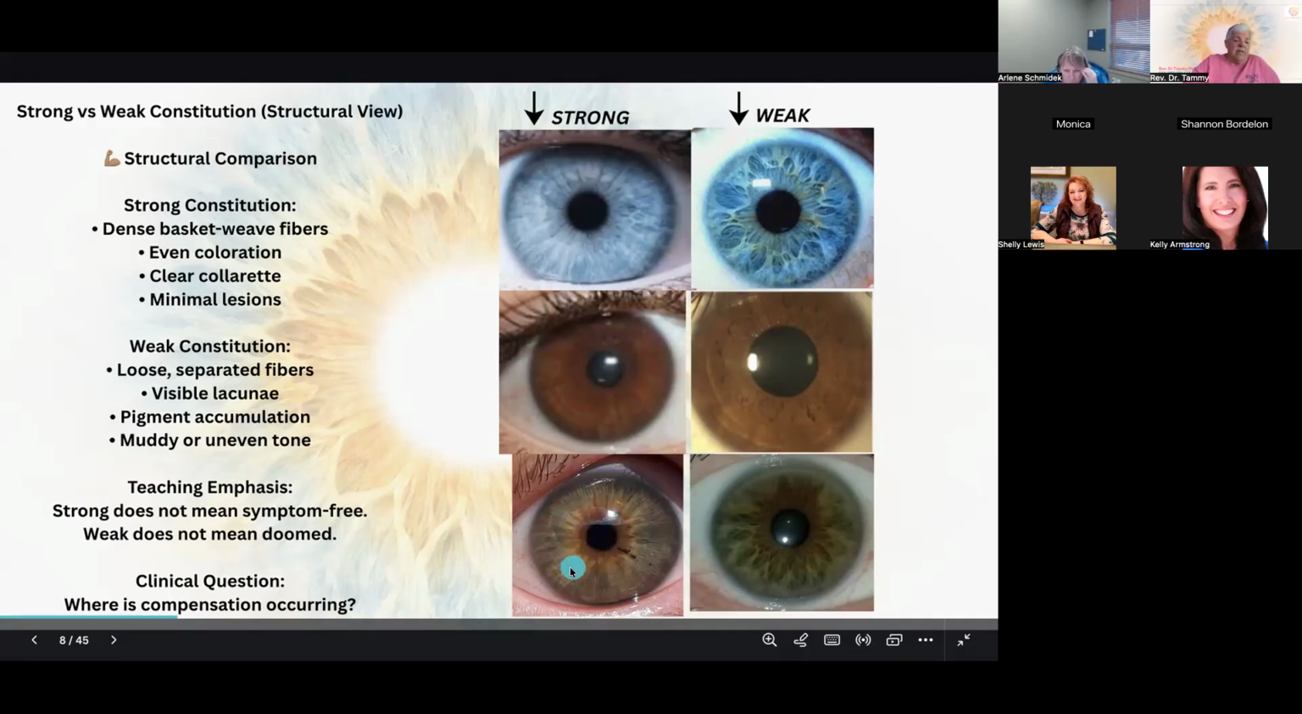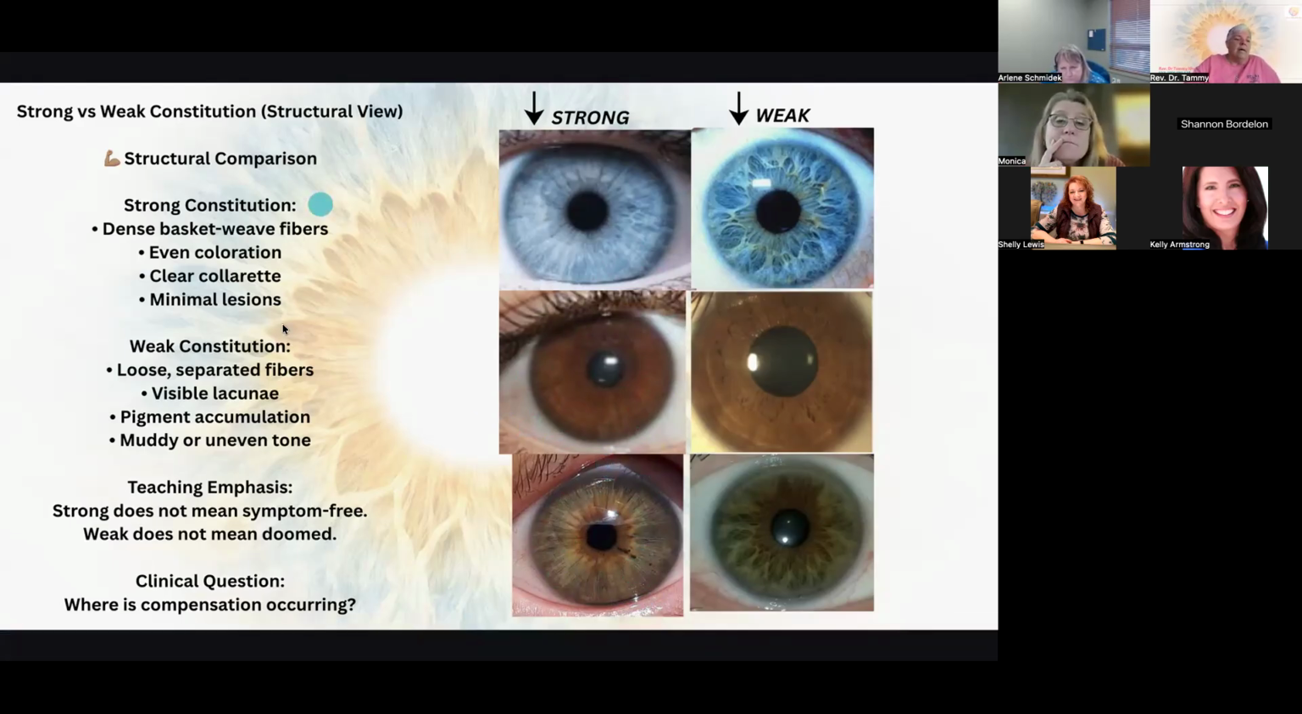But very tightly woven, but they do have some nerve rings here, and some pigment deposits right here in the colon area. So you kind of get the idea. Strong does not mean symptom free. These people, some of the prettiest, strongest constitutions that I've done over time, some of those people feel the worst.